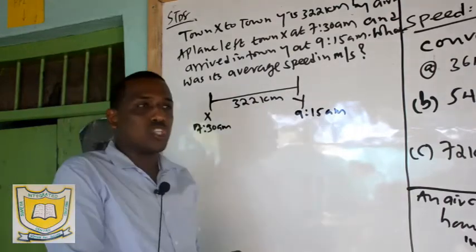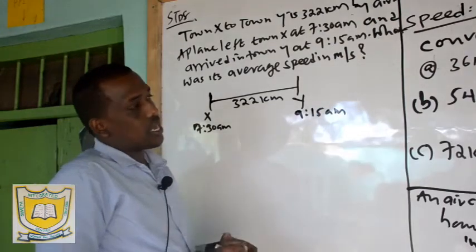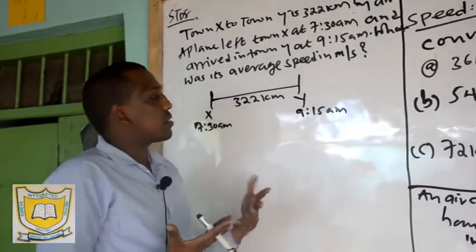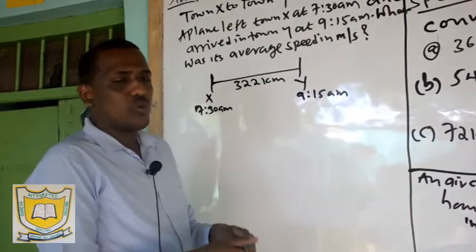Now we want to get the speed. We don't have the speed now. Initially, we were given kilometers per hour or meters per second, and that was the speed. Now we don't have the speed here. We must get the speed. How do we get the speed?